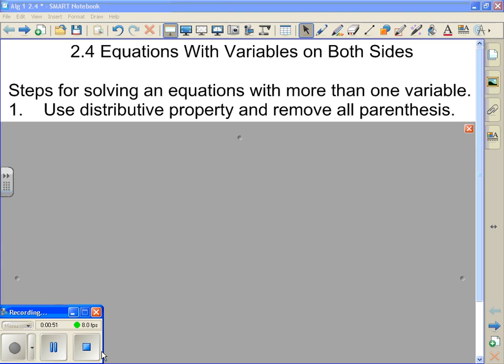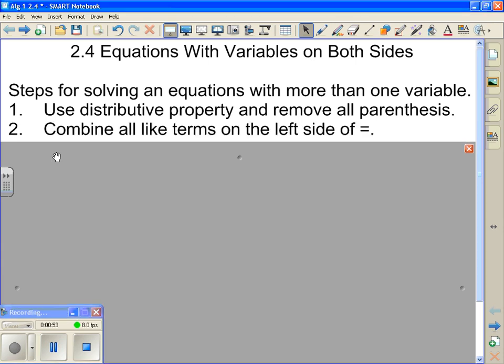After the parentheses are removed, step 2 is to combine like terms on the left side of equals. If there are any numbers or variables that can be combined together, either added or subtracted on the left side, they should be done at this point.